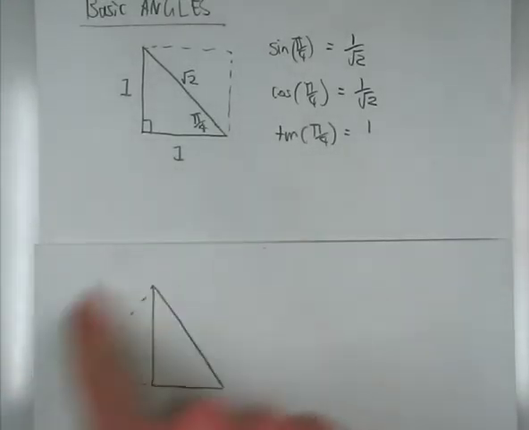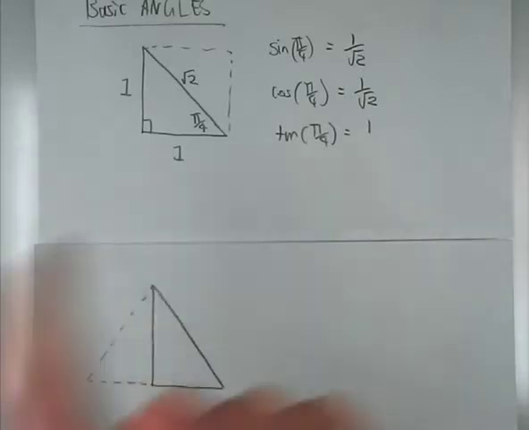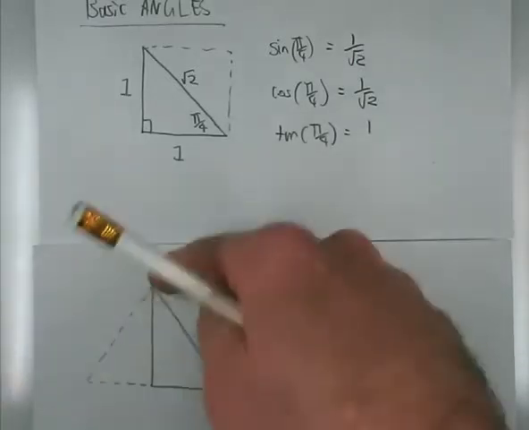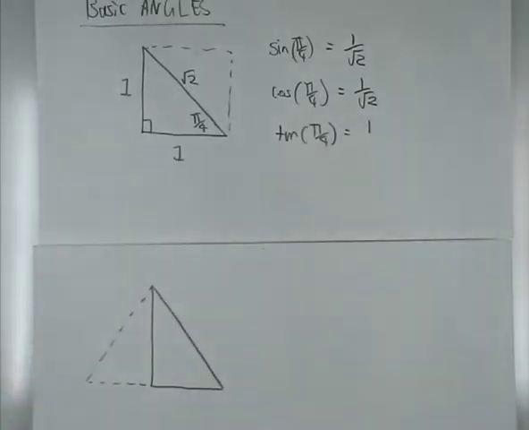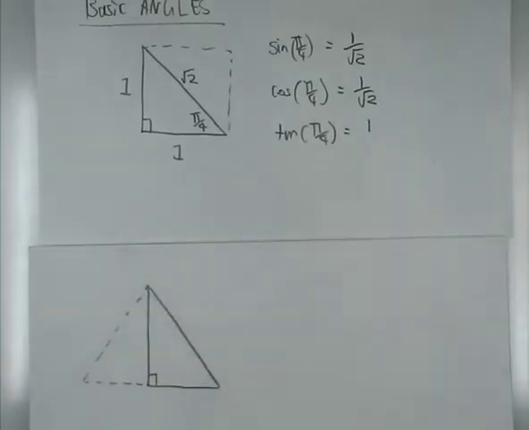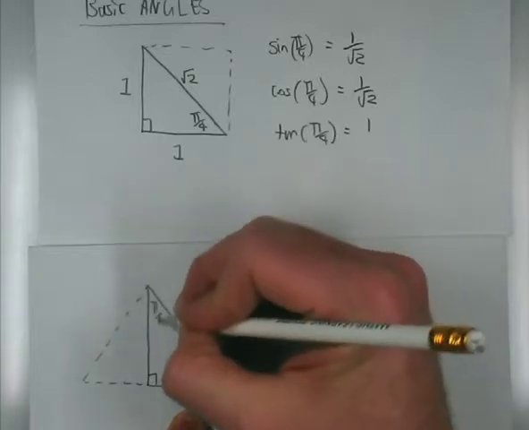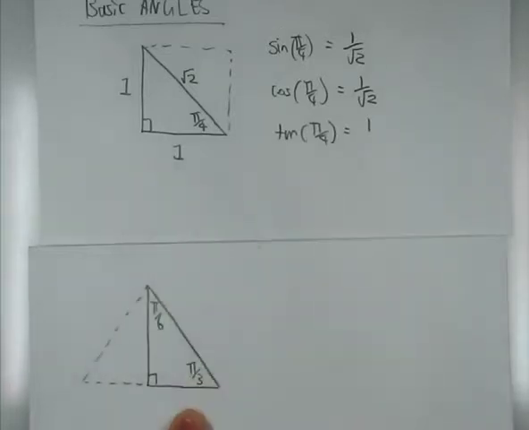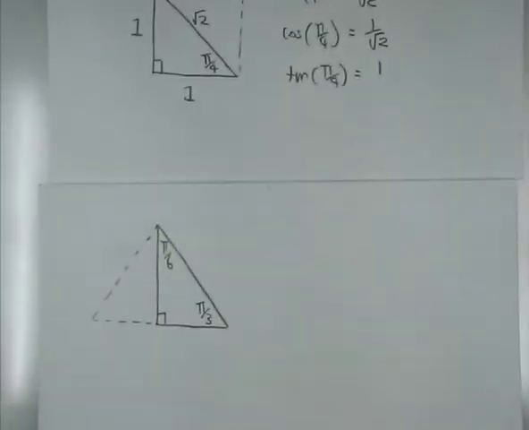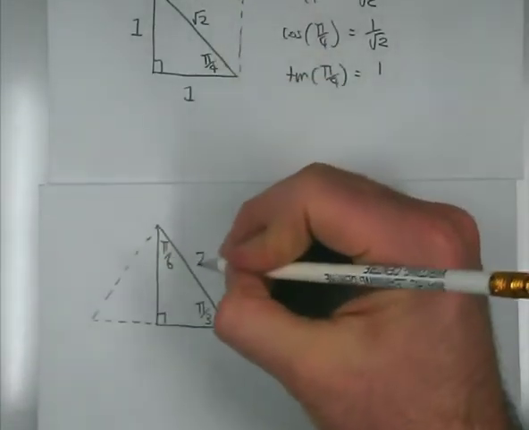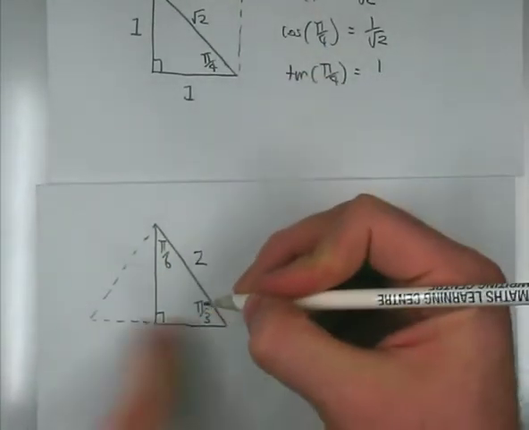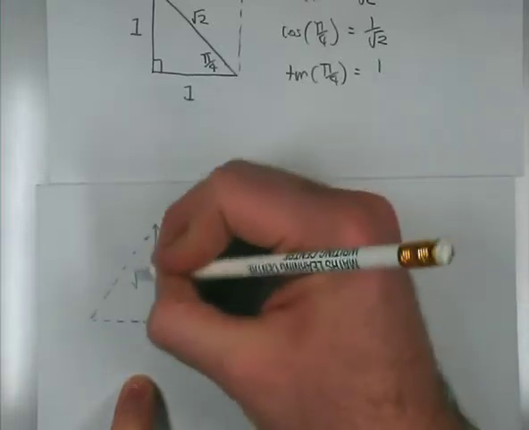So the big triangle is an equilateral triangle. All three edges, this side and this side and this side, are all the same. And I've sliced it in half down the centre. Being an equilateral triangle, this is 60 degrees here. So that's pi on 3 there, and that's pi on 6 there. The way I mark this triangle out is I make the longest side 2, and then this is half of that, so it's 1.